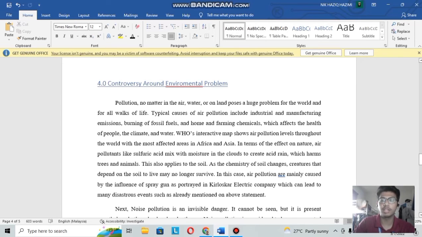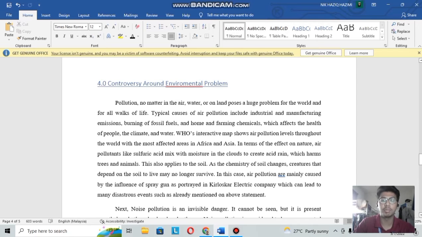The WHO interactive map shows air pollution levels throughout the world, with the most affected areas in Africa and Asia. In terms of the effect on nature, air pollutants like sulfuric acid mix with moisture in the clouds to create acid rain, which harms trees and animals.